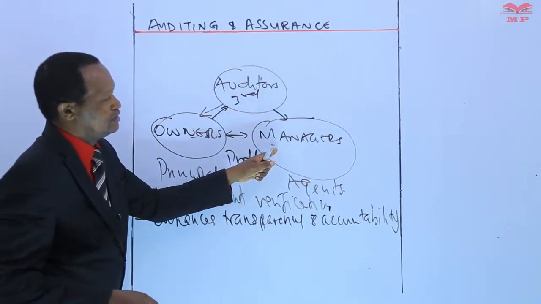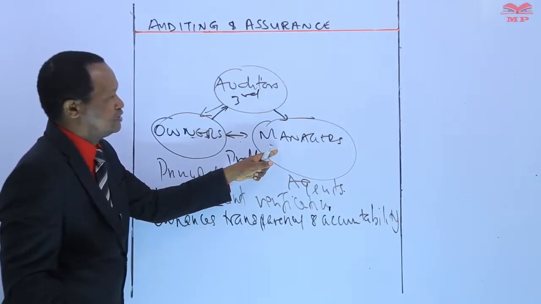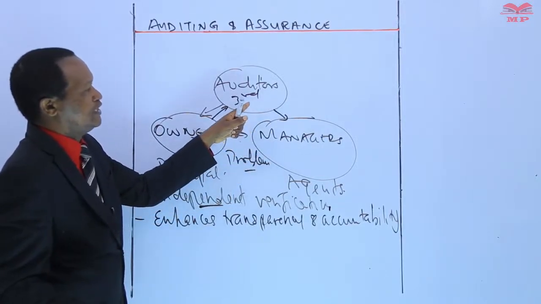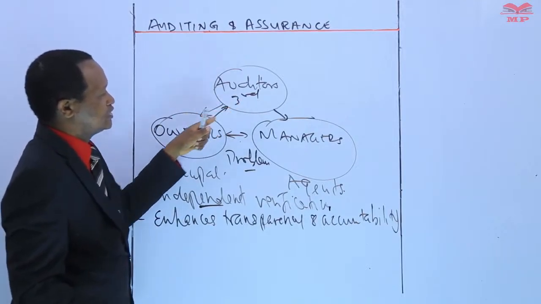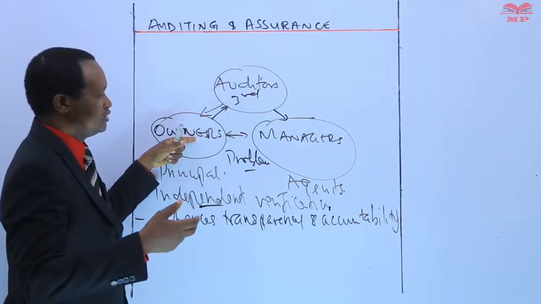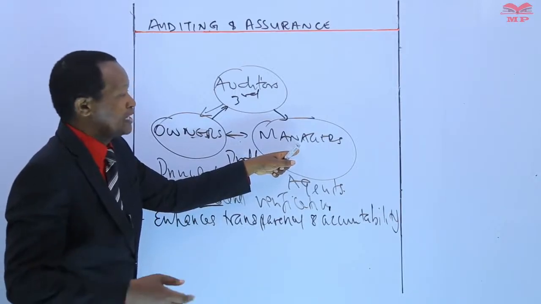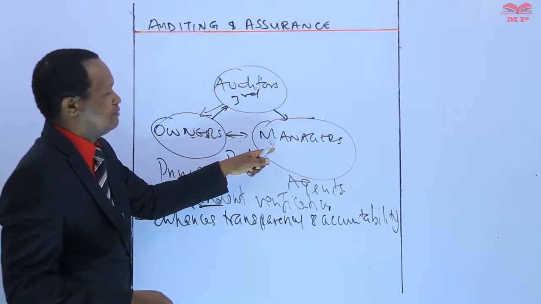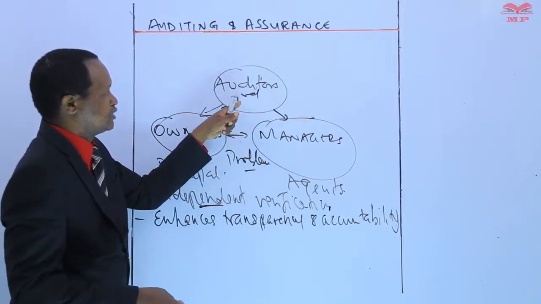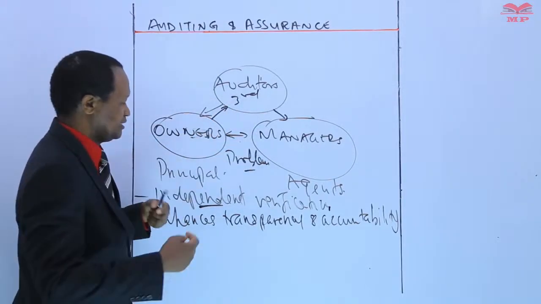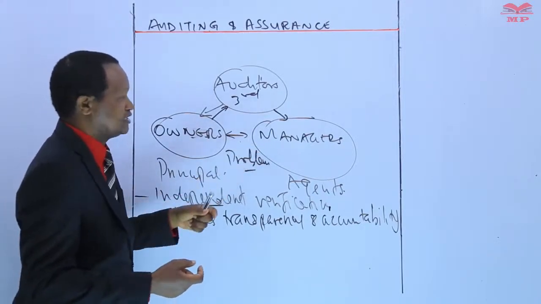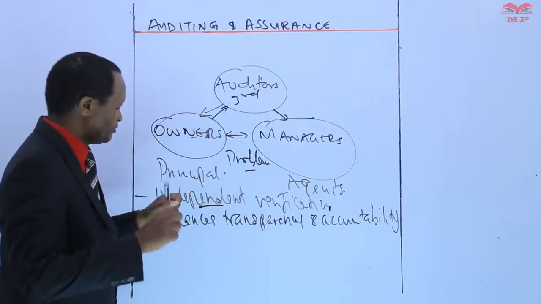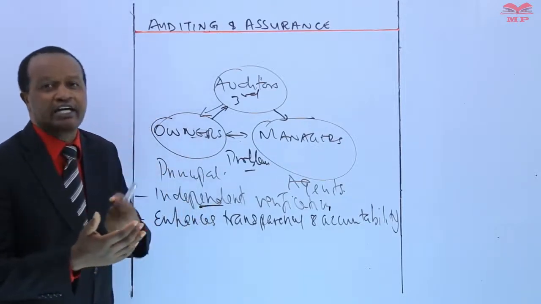So the management prepares the records, which are verified by the auditors, who then make an opinion and submit a report to the owners, who can then rely on this independent objective report to hold the management accountable, so that if there is any misdeeds by the management as reported by the auditors, then the owners can hold the managers accountable. They can fire the managers, they can warn the managers. So it helps in enhancing transparency and accountability.